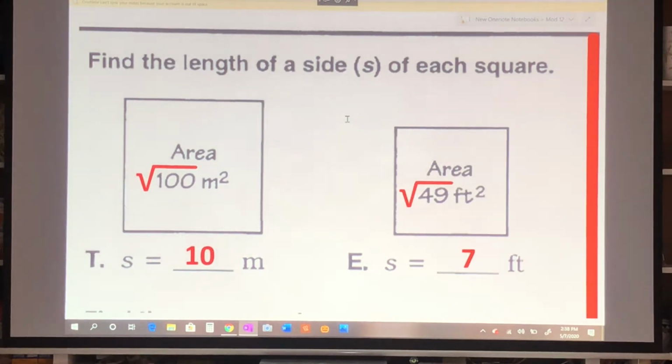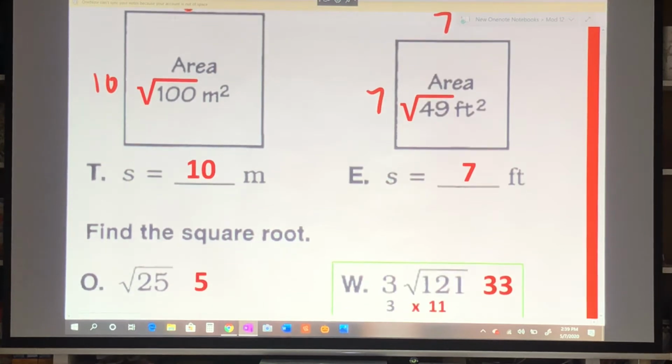Okay, let's correct the left side of that worksheet. We're finding the length of a side, so that was the square root of 100, and the square root of 49, which was 7, so we have those two sides. Remember, that would be 7. 10 squared would give you 100. 7 times 7 would give you 49. Okay, let's keep going here. Find the square root.